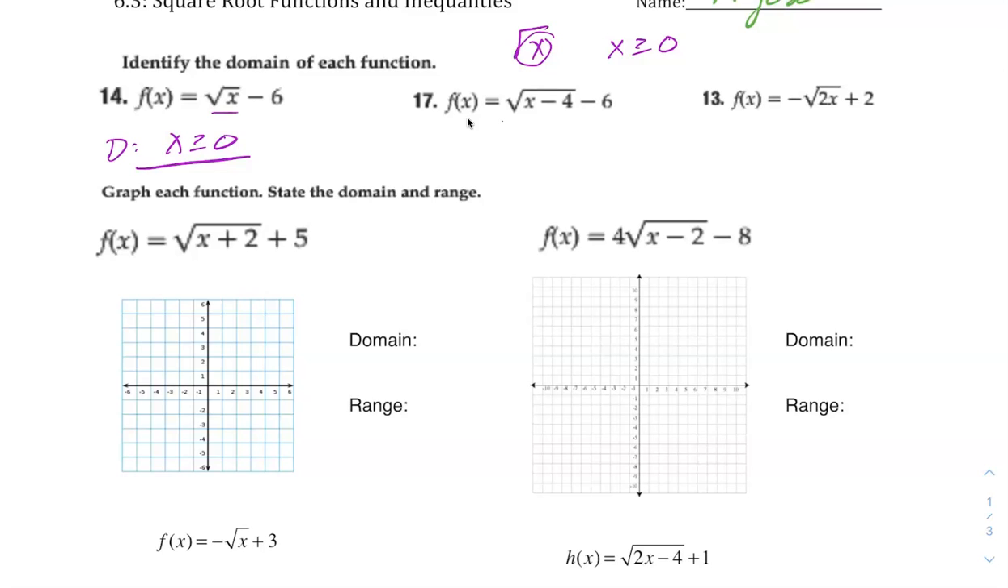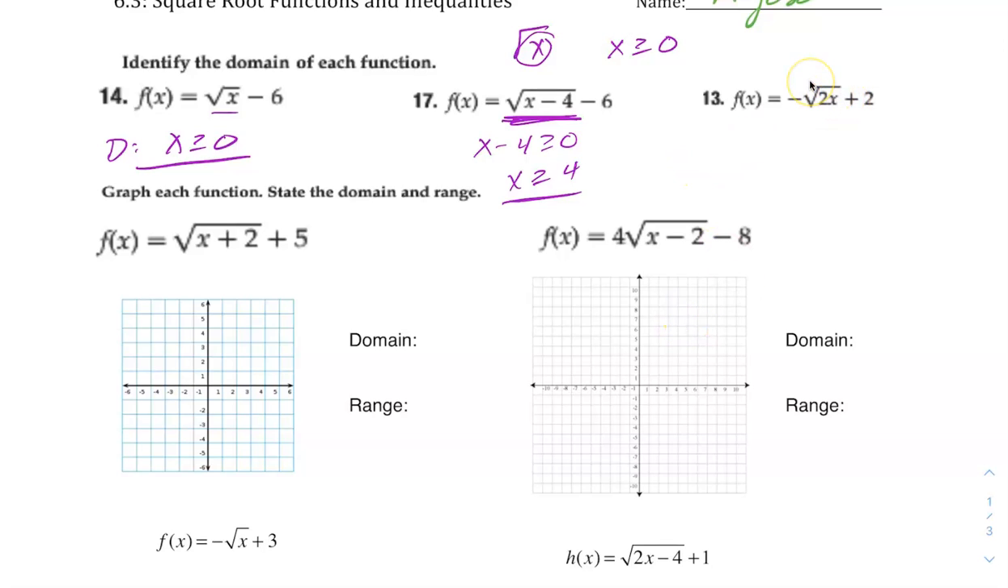Again, for the domain, the only thing I care about is what's underneath the radical. So x minus 4 has to be greater than or equal to 0, because again, you can't take a square root of a negative number. Add 4 over, and you get that. Now, you could take a square root of a negative number and get imaginary, but we don't want imaginary for a domain. It's all about real numbers. We're using a real plane.